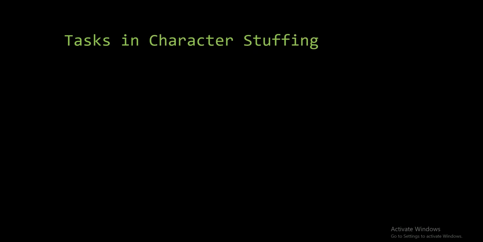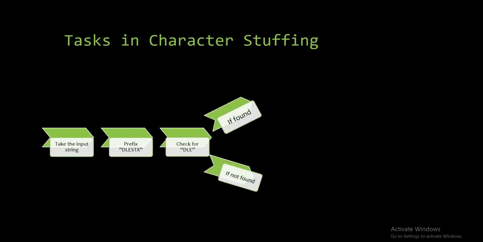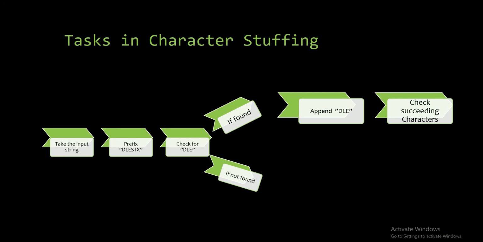What are the tasks performed in character stuffing? The input string is taken, then I prefix it with DLE-STX, that is data link escape sequence start, which indicates the start of the frame, followed by a check for DLE characters. If found, I will append DLE, then I will check the succeeding characters. If not found, I just go on checking the succeeding characters. Then at the end I would add DLE ETX, which indicates the end of the frame.